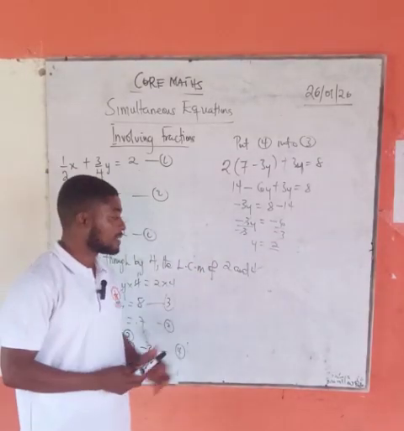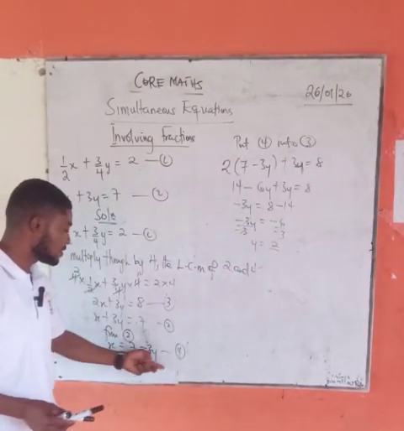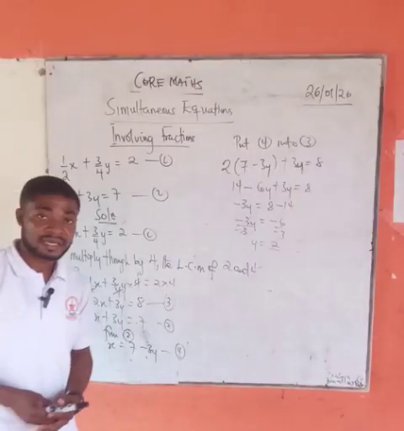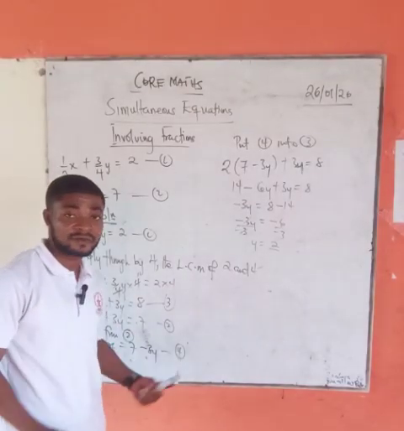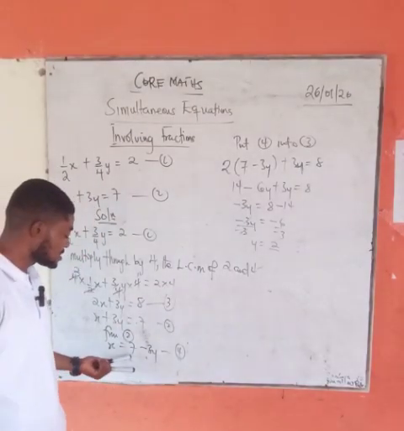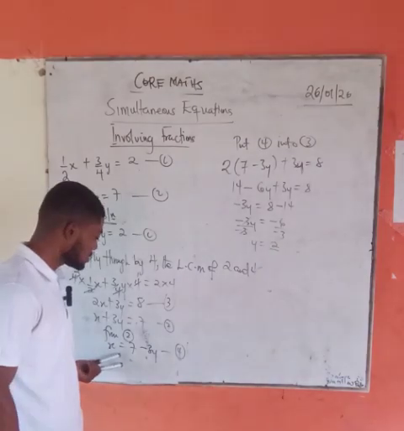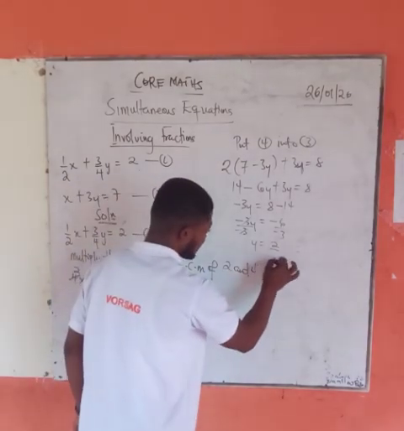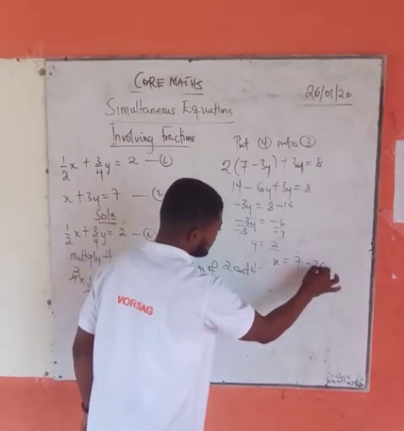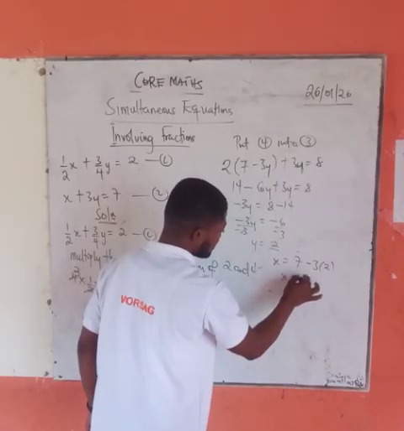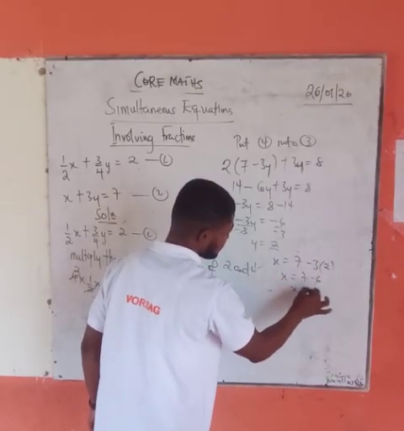Now I put y back into either equation 4, equation 1, equation whatever. Then I get a corresponding value for x. It will be simpler if you put y equals 2 into equation 4. That becomes x is equal to 7 minus 3 into bracket 2. x is equal to 7 minus 6. x is equal to 1.